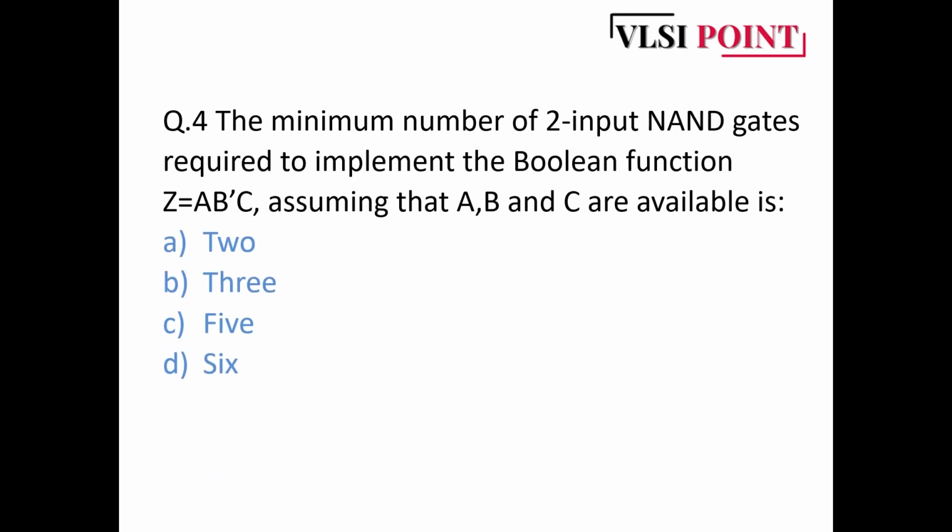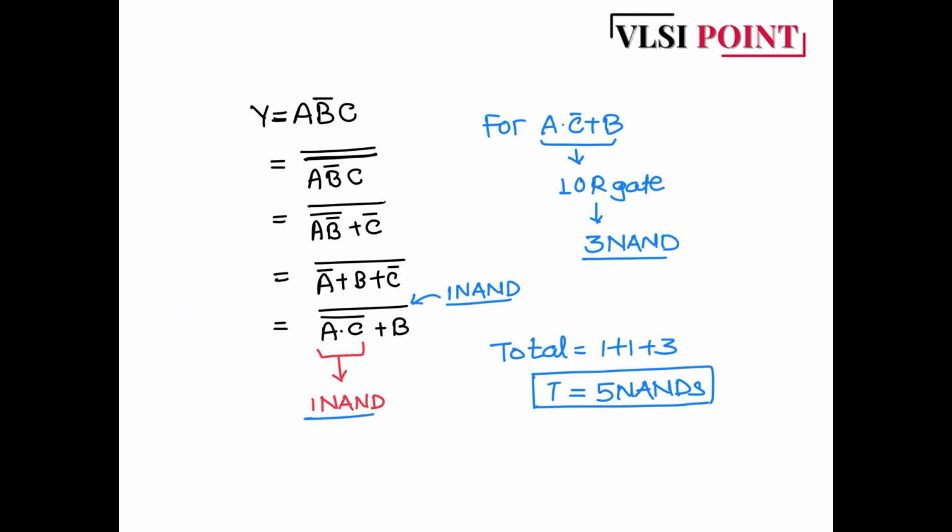So they have provided the function Z equal to AB bar C. Here we don't have B bar, so whatever signals we have are in the form of A, B or C. Let's see how we can solve this. We are just noting the function Z equal to A into B bar into C.